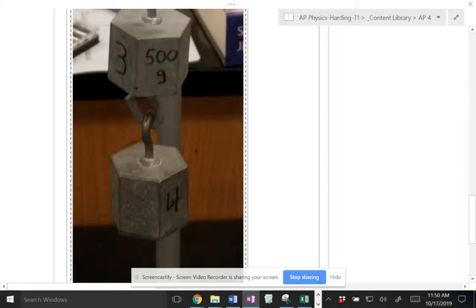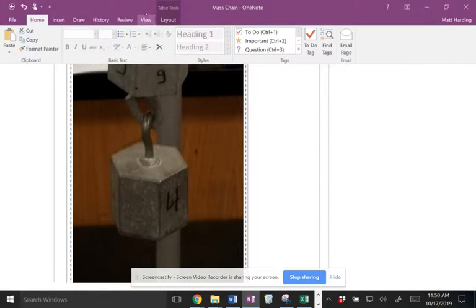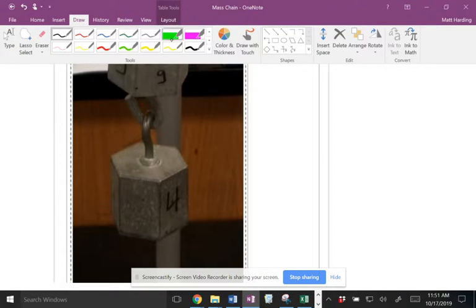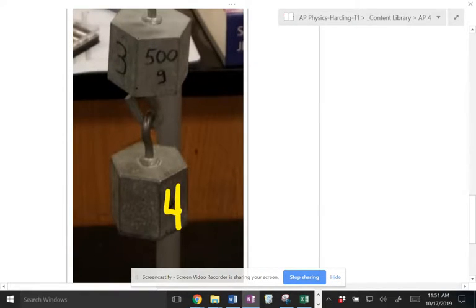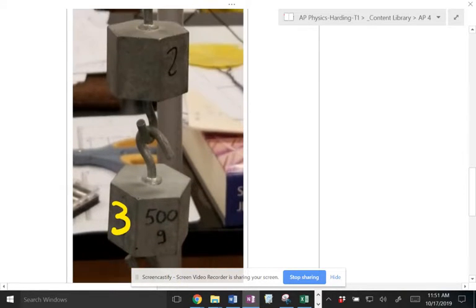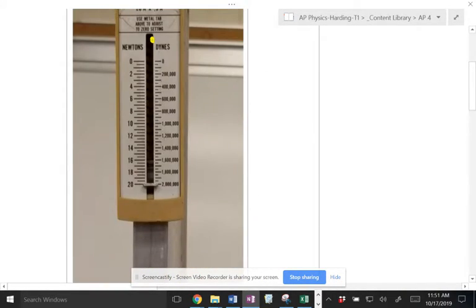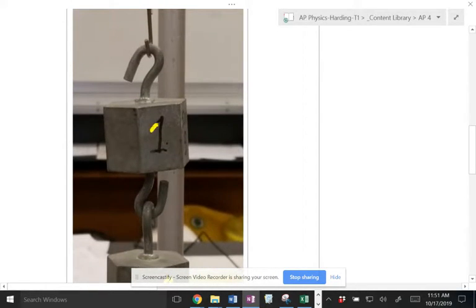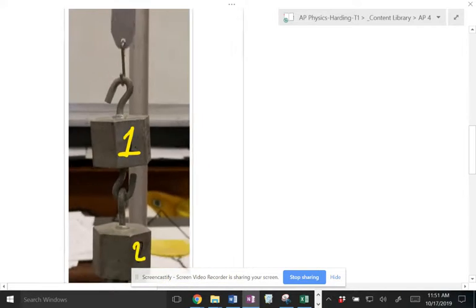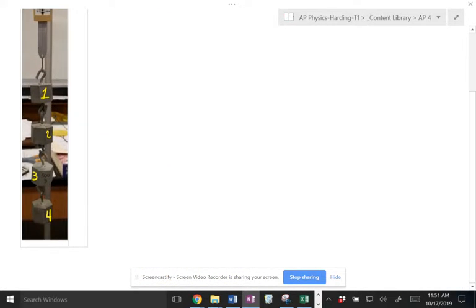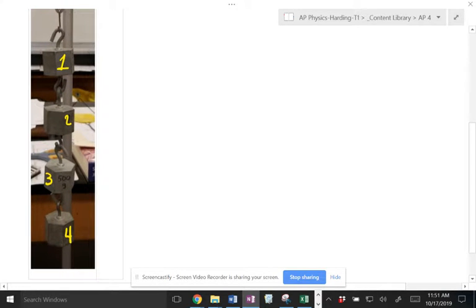Thank you. Okay. So you can see this one's number 3. It's 500 grams. Each of these is 500 grams. Maybe just write the numbers on it. So here's number 4, number 3, number 2, number 1. Okay, so that's what that looks like. So objects 1, 2, 3, and 4 are 500 gram masses.